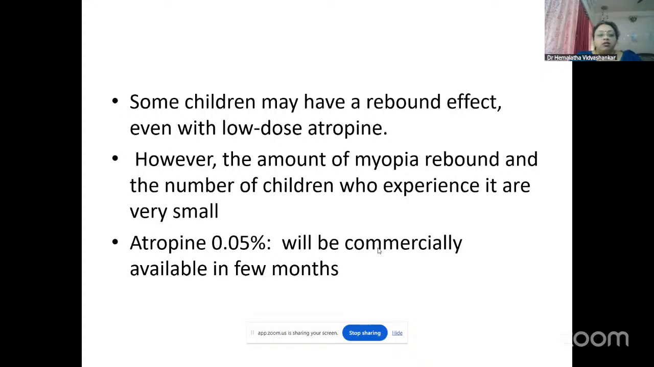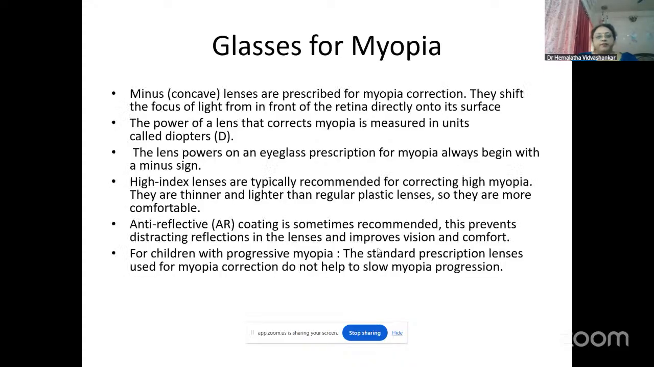And in children who show progression even with this low dose atropine, the atropine is going to come in a higher strength of 0.05%, which may be available after a few months. In some children, it was noticed that once you stop this drop, there is some rebound effect. That is, their power increases little rapidly. But when you compare the entire amount of myopia which is got by rebound, it is in much less children who experience rebound. Most of the children do not experience rebound.